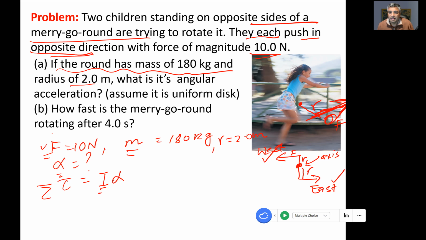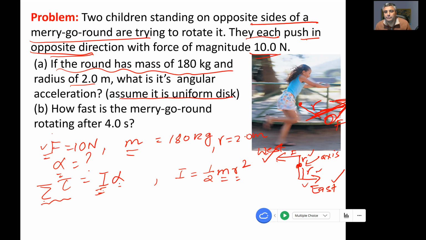I is the rotational inertia, and in this case this is a disk. It says assume it is a uniform disk. What helpful information is it giving us by telling us it's a disk? It tells us that the mass is evenly distributed. That means the rotational inertia in this case is going to be half mr squared. So M is given, R is given, which means we know I. The two forces and the lever arms are given, so we know the torques. All we need to do is find the total torque equal to I times alpha, so that we can find alpha.